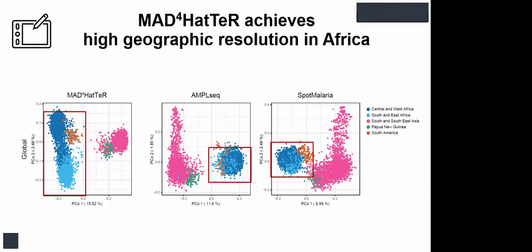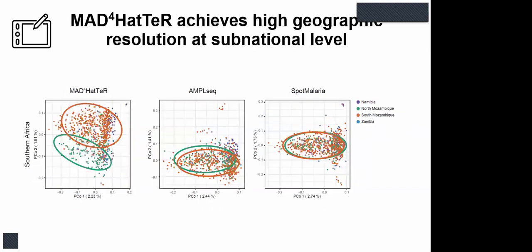So you can see that if you look at, for example, Spot Malaria and AmpliSec, they couldn't clearly distinguish with high resolution between data from Central and West Africa compared to that of South and East Africa. But if you look at the Mad Hatter panel, the one on the left, it clearly distinguishes between them compared to the other pipelines. So then we tried to see if it can also distinguish data at the supranational level.